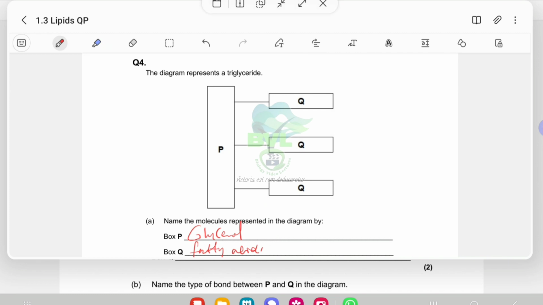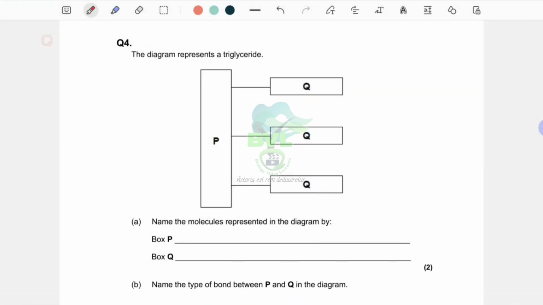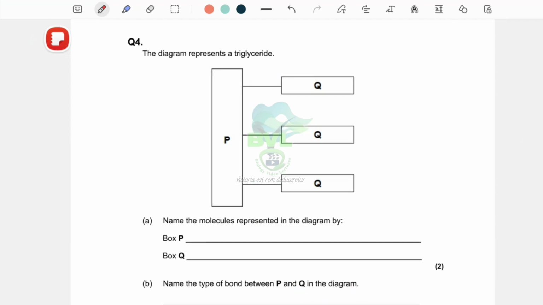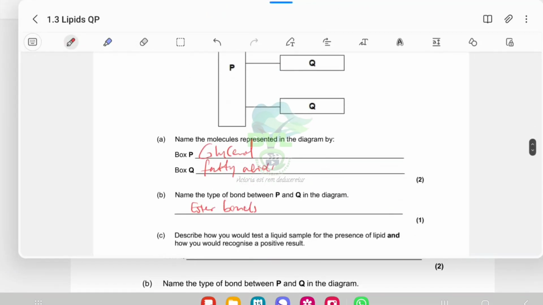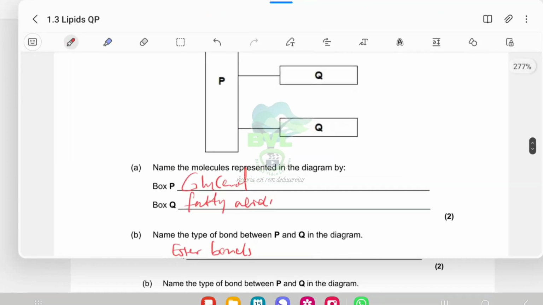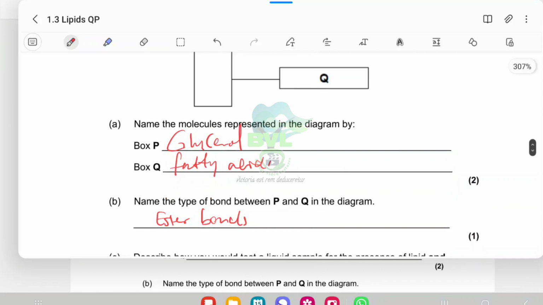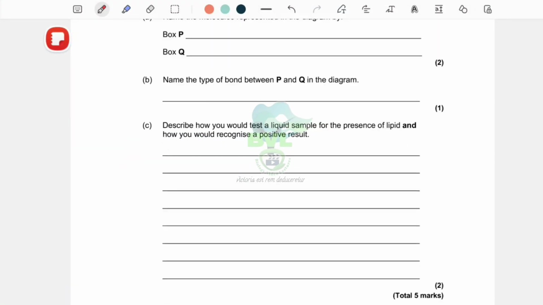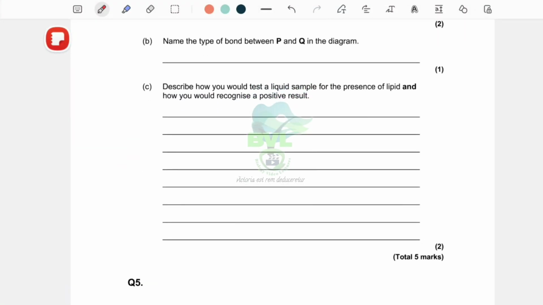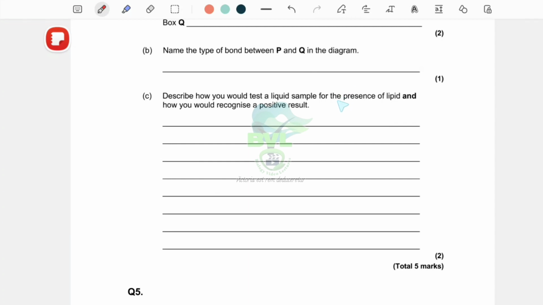Okay, I hope you didn't get to the next answer already. Name the type of bond between P and Q. This bond, what's the name? I guess you saw it already. Ester bonds.